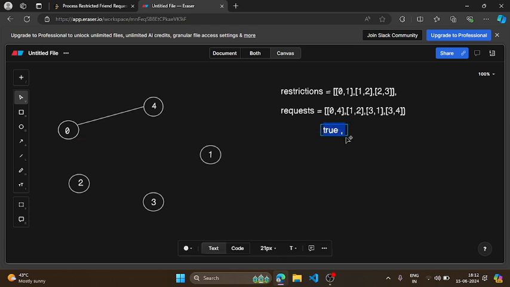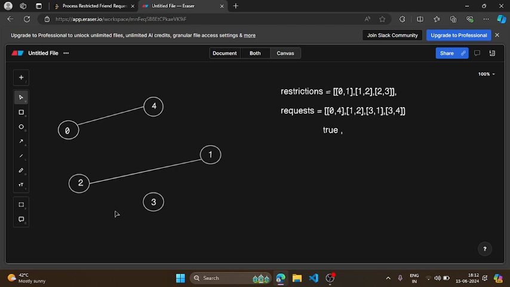So this was about the first request. Now let's move to the second request. The second request is saying 1 wants to be the friend of 2, right? So let's suppose I just connect it. 1 is a friend of 2. Again, check for the restrictions, right?